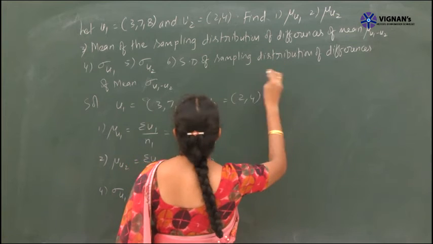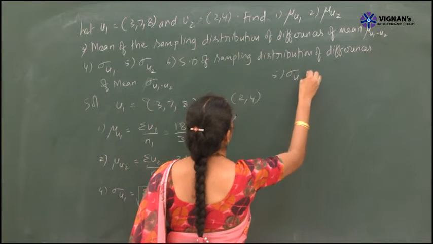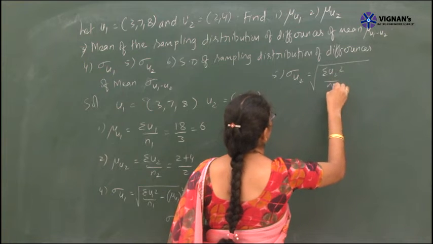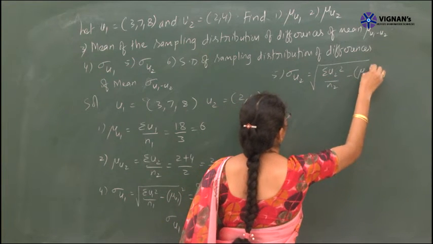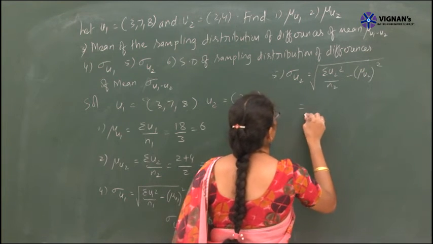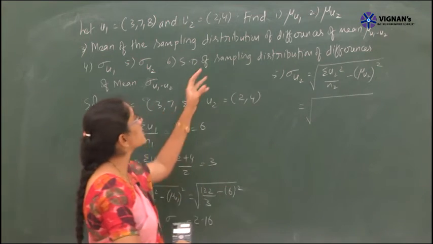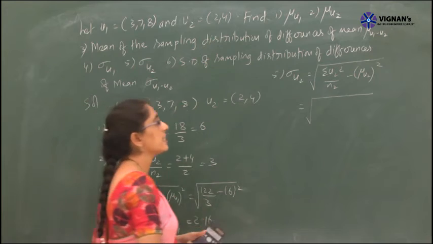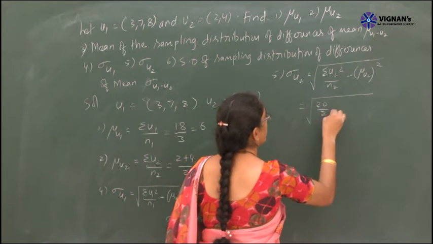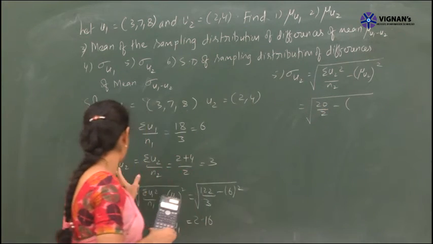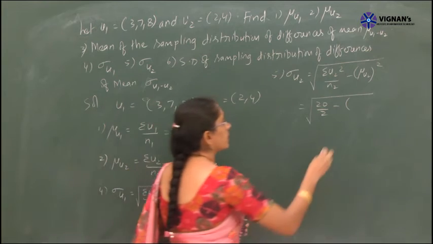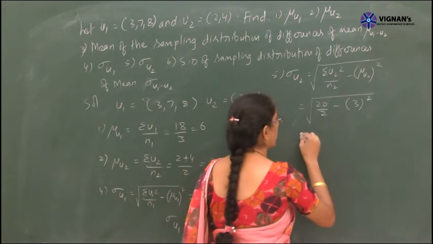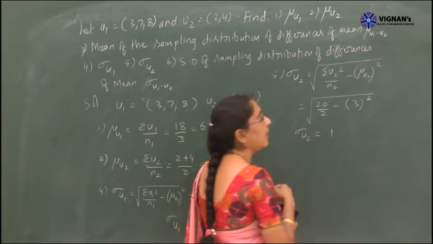Now see the fifth bit, we have to find sigma U2. That means square root of summation U2 square by n2 minus mu U2 square. What are the elements here? 2 and 4, so 2 square plus 4 square, that means 4 plus 16 is 20. So 20 by 2 minus mu U2 square, which is 3 square. 20 by 2 is 10, 10 minus 9 is 1, square root of 1 is 1. So sigma U2 is 1.